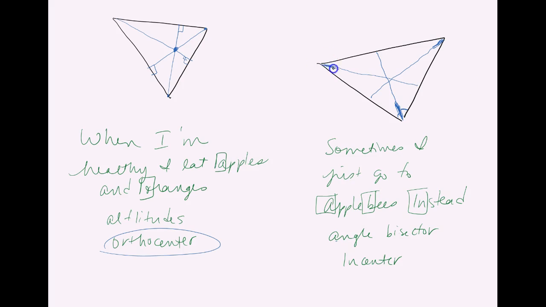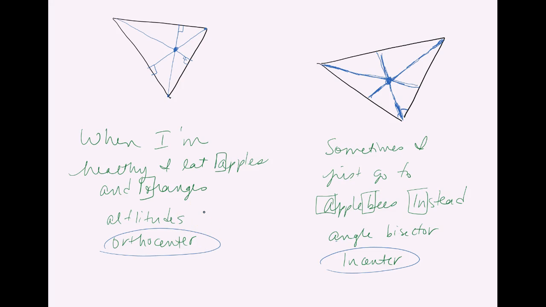So let me take a look. Maybe it's this one. That may have been the one that's a little off. So you just kind of got to go back over it and see where did you mess up. All right, cool. And then that right there where all three of them meet, that is called the in-center.